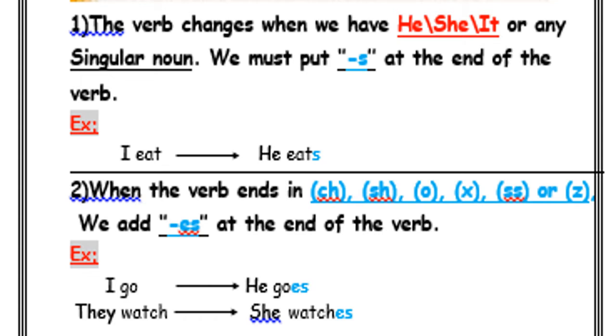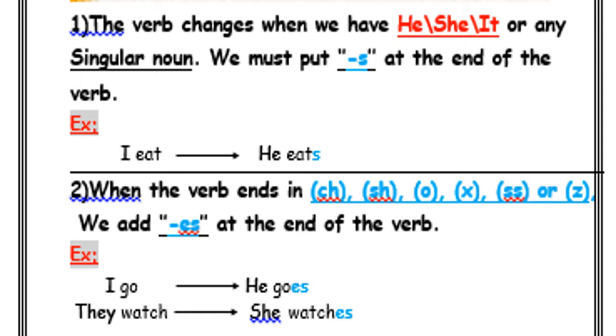As we said before, the verb changes when we have he or she or it, or any singular noun. We must put s at the end of the verb. For example, I eat, he eats, okay? Number 2, when the verb ends in CH, SH, O, X, SS, or Z, we add ES at the end of the verb.